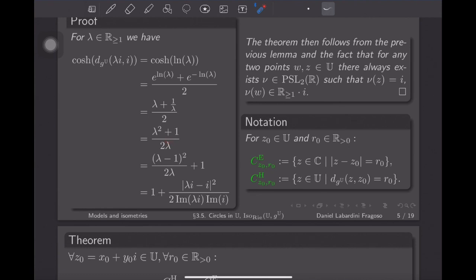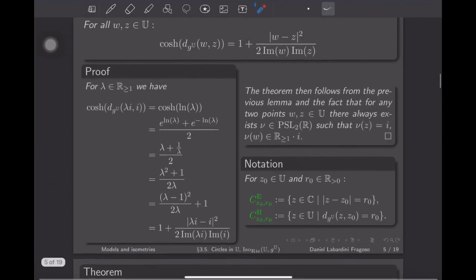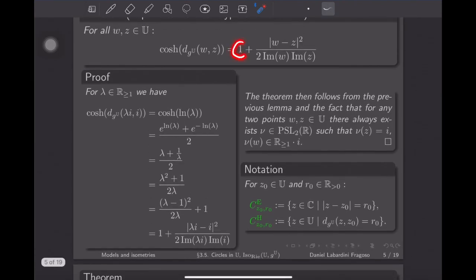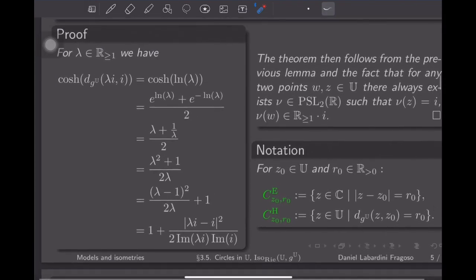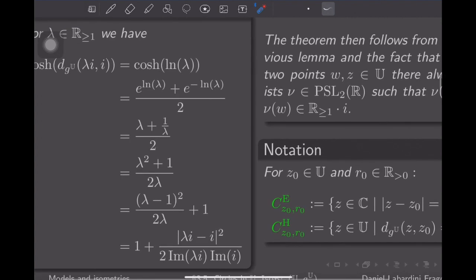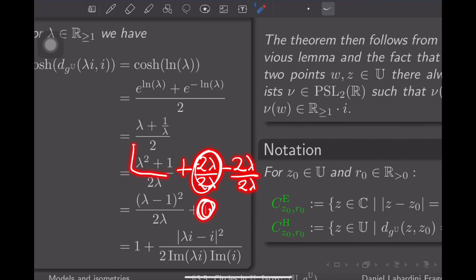Since I know that I want a 1, I force the 1, and the way I force it is to add plus 2 lambda over 2 lambda minus 2 lambda over 2 lambda. This one becomes this one, and this one becomes this square.